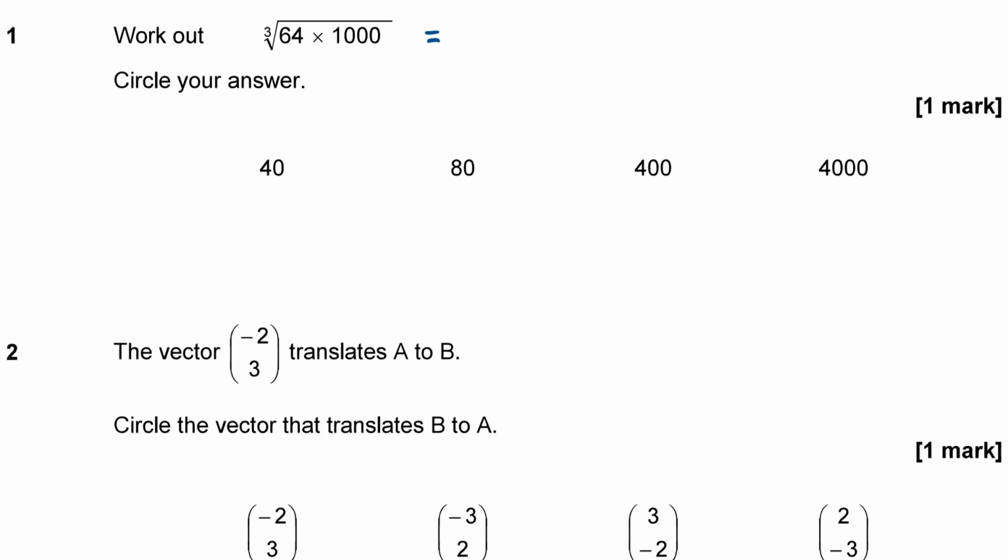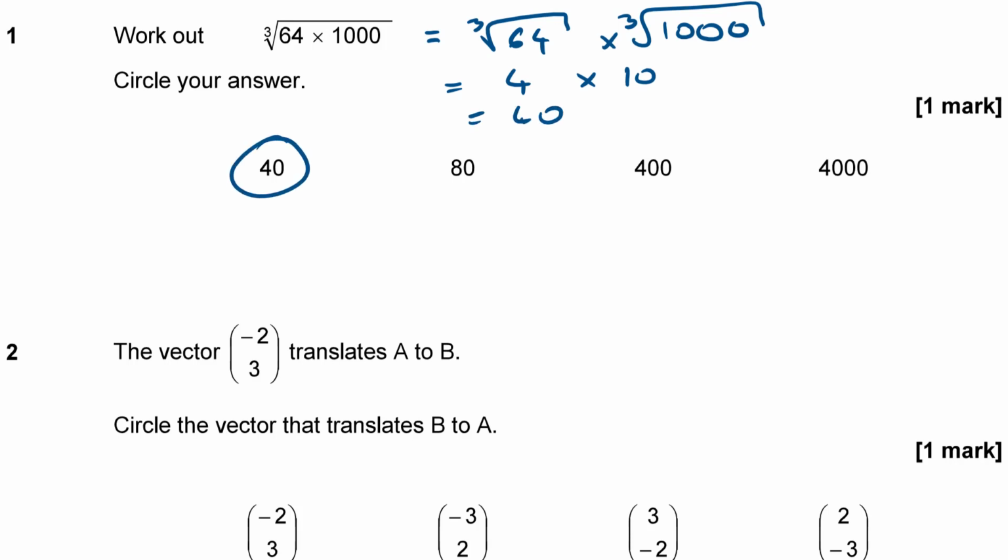When you've got a root, you can easily break it down into separate roots. So the cube root of 64 times 1000, I can break up into the cube root of 64 times the cube root of 1000. And because I know the cube roots for the first 10 numbers, I know that the cube root of 64 is 4. And I know that the cube root of 1000 is 10. And 4 times 10 is 40, so it's that one there. So like I say, if you memorize the first 10 cube numbers, I think it would be really useful for the non-calculator paper.